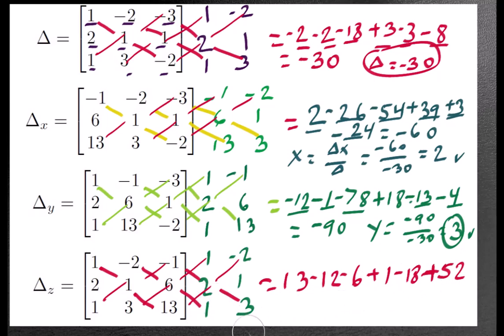so if we calculate this one, we end up getting minus 30, and minus 12, minus 6, minus 18, minus 36, minus 35, minus 25, minus 22 and plus 52, it is plus 30, right? So dz, the determinant of z, will be 30. Okay.